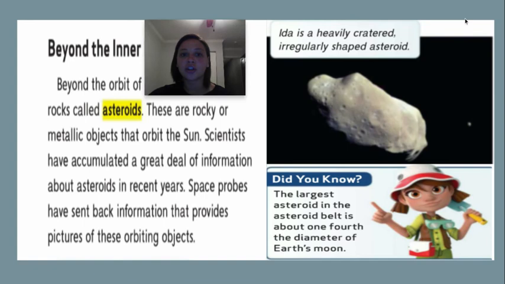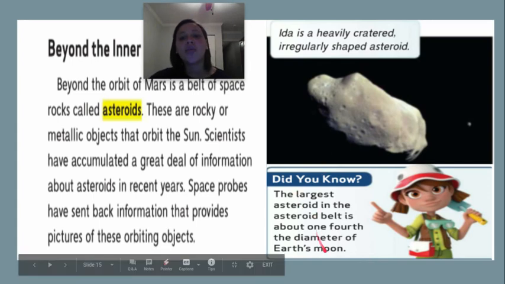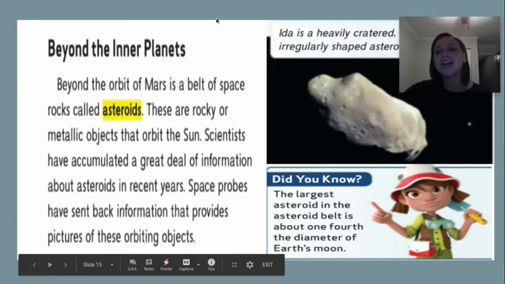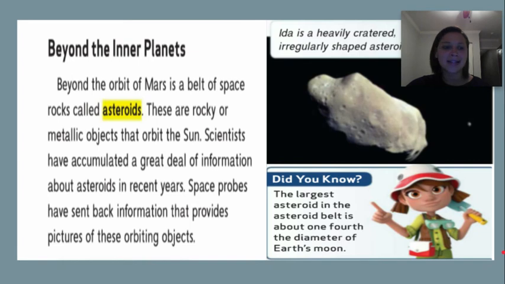Here is a picture on the right. They named this Ida, which is a heavily cratered, irregularly shaped asteroid. It says down here, did you know the largest asteroid in the asteroid belt is about 1/4 the diameter of Earth's moon? I'd like you to think of this question. Why would scientists want to find out information about these orbiting objects? Why would they be continuously studying and trying to find more information?